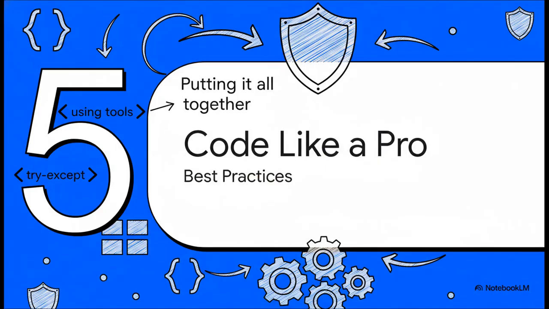Okay, so we've covered all the tools in the toolkit. We've got try, except, else, finally, and raise. Now let's put it all together. How do the pros use these tools to write code that's practically crash-proof? Well, it all comes down to a few key best practices.